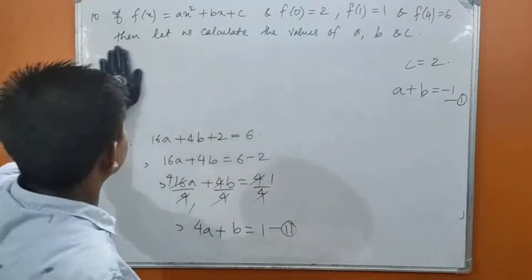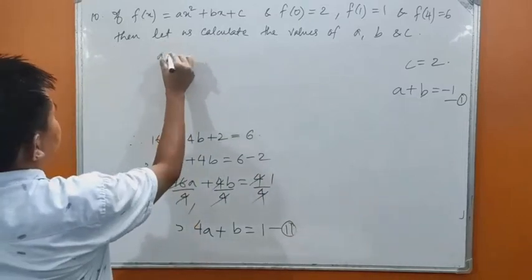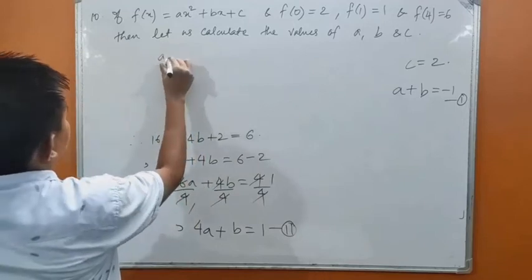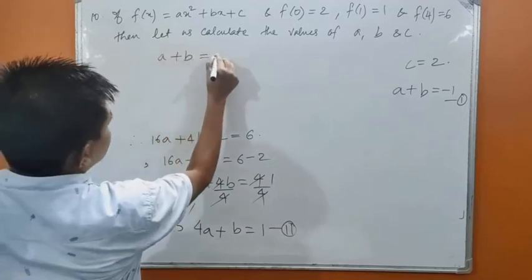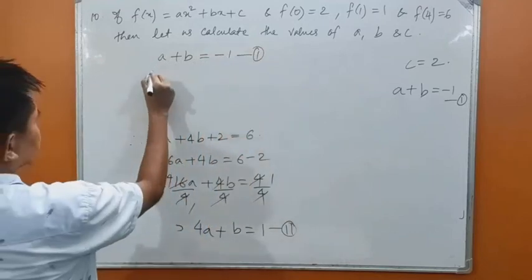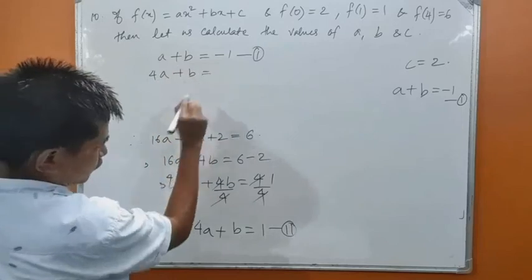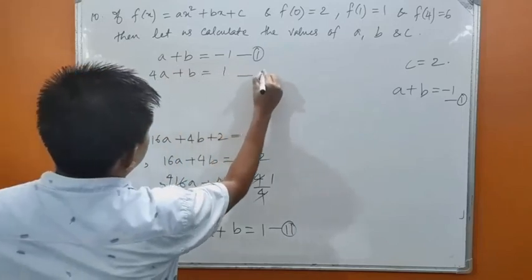Let us subtract equation 2 from equation 1. a plus b equal to minus 1, this is equation 1, isn't it? Equation 2 we have 4a plus b equal to 1. This is equation 2.